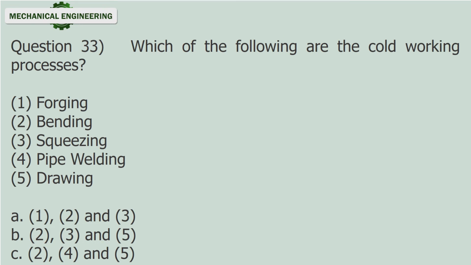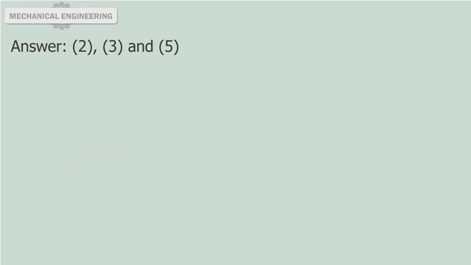Question 33. Which of the following are the cold working processes? 1. Forging. 2. Bending. 3. Squeezing. 4. Pipe welding. 5. Drawing. A. 1, 2 and 3. B. 2, 3 and 5. C. 2, 4 and 5. D. 1, 2, 3 and 5. Answer: 2, 3 and 5.